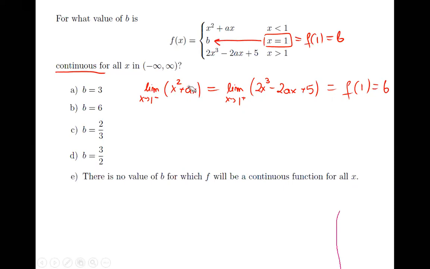Okay, let's look at the limits. We can simply substitute. I don't see any denominator, so I don't see 0 in the denominator. I'm substituting 1: 1 plus a equals 2 minus 2a plus 5. Luckily, we have an equation with just a as an unknown, so I can solve for a. Actually, can you tell me what the a value is? You can add 2a to both sides, and you can subtract 1.